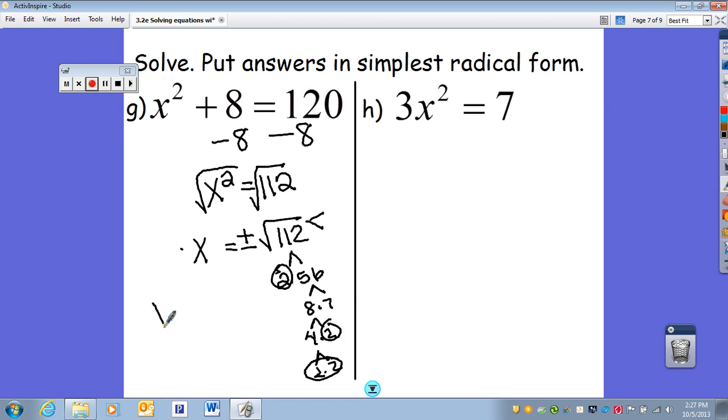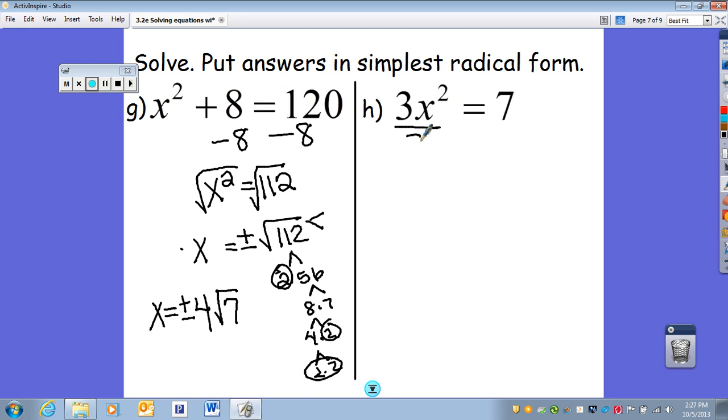So we'll be able to bring two 2s outside, so x is equal to plus or minus 2 times 2, which would be 4, and then we have to leave our 7 underneath the radical. So our simplified version for the square root of 112 would be 4 square root of 7.